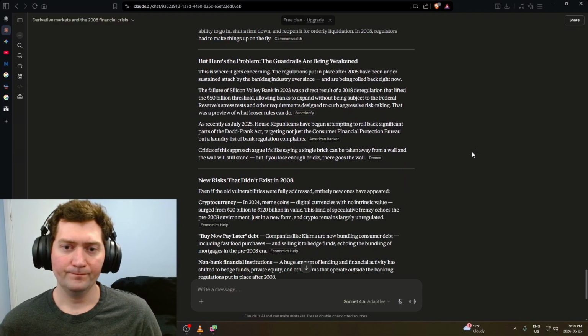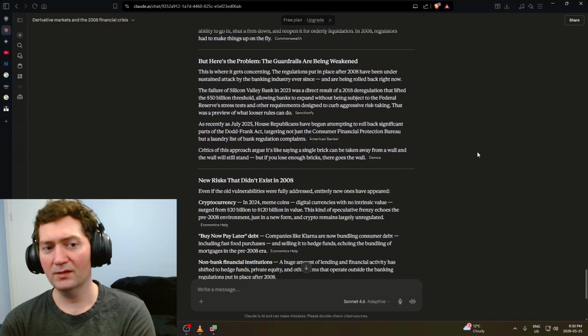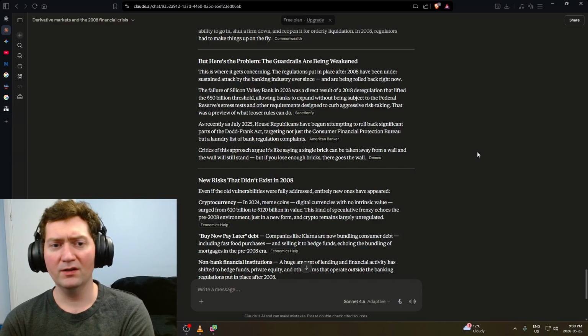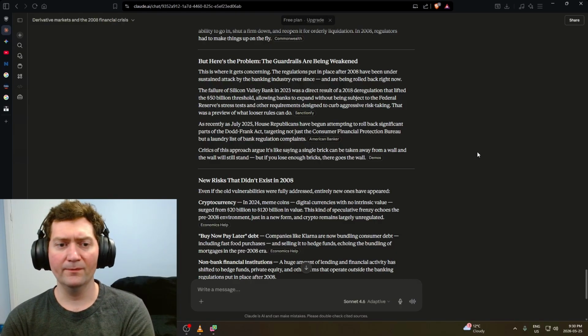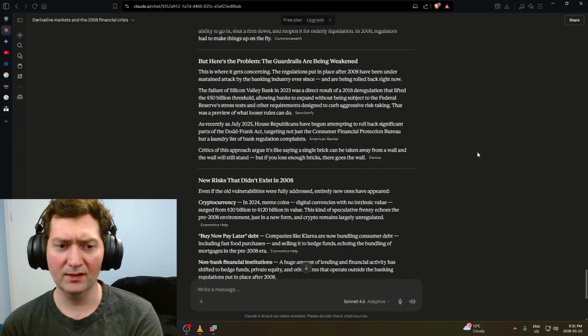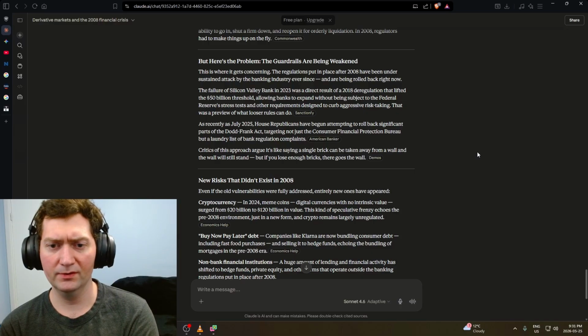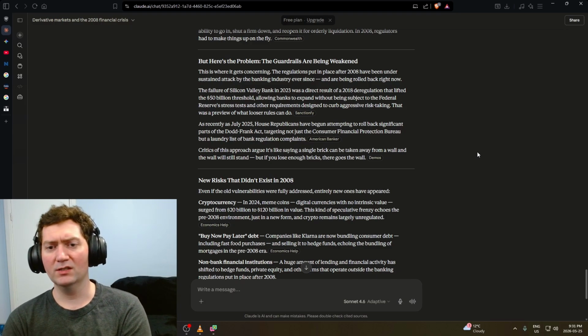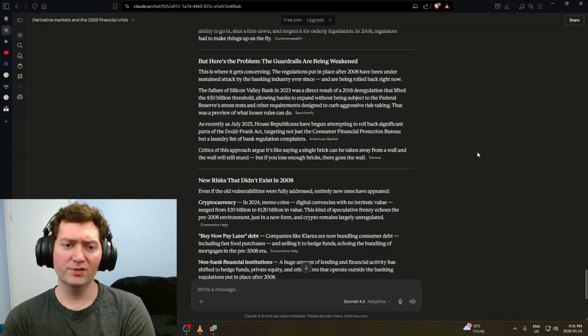Okay. But here's the problem: the guardrails are being weakened. This is where it gets concerning. The regulations put in place after 2008 have been under sustained attack by the banking industry ever since, and are being rolled back right now. The failure of Silicon Valley Bank in 2023 was a direct result of the 2018 deregulation that lifted the $50 billion threshold, allowing banks to expand without being subject to the Federal Reserve stress test and other requirements designed to curb aggressive risk-taking. That was a preview of what looser rules can do.